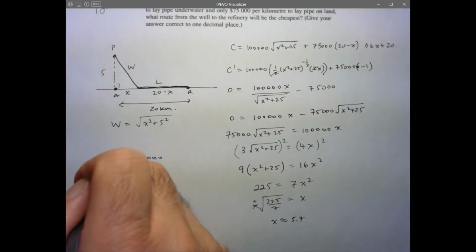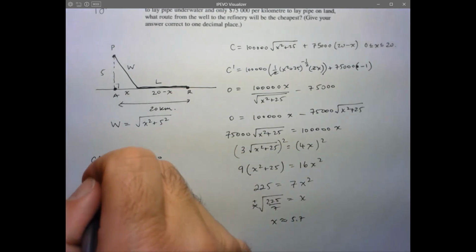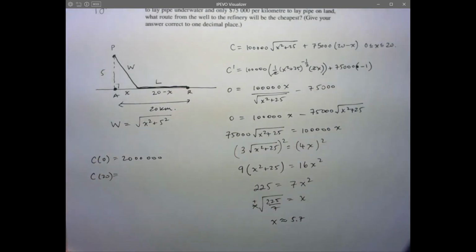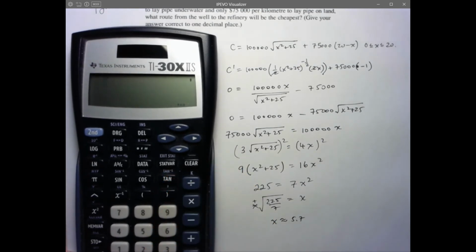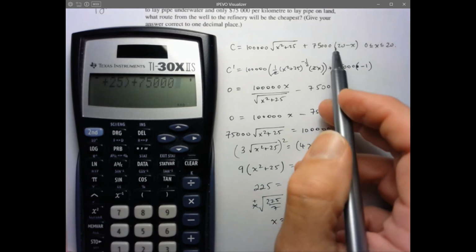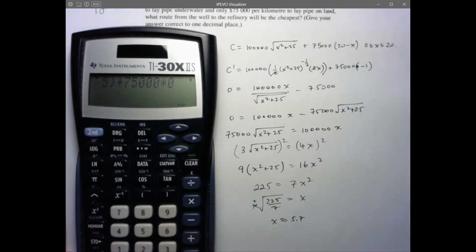Let's check C at 20, the other endpoint. See what we get. There we go. It's just a bit of a freeze on the program there. So where are we here? So we have 100,000 times the square root of 20 squared plus 25. And then we've got plus 75,000 times, 20 minus 20 is 0. So times 0, that just goes altogether.